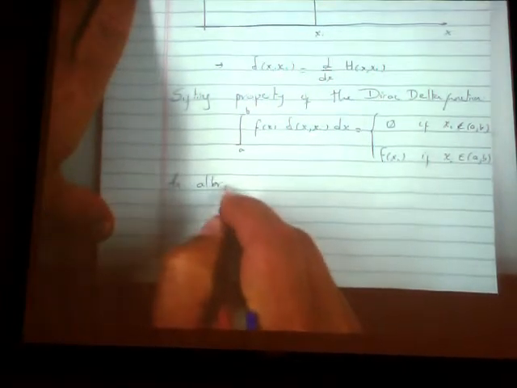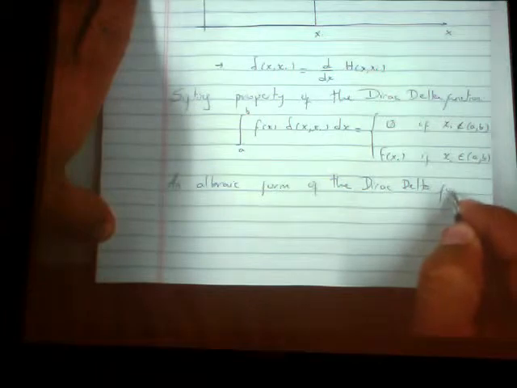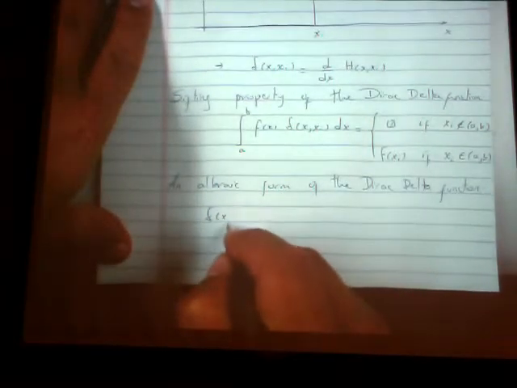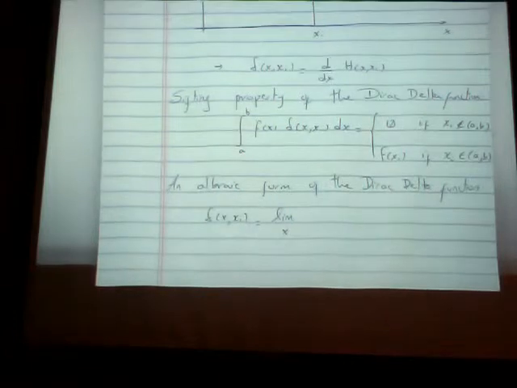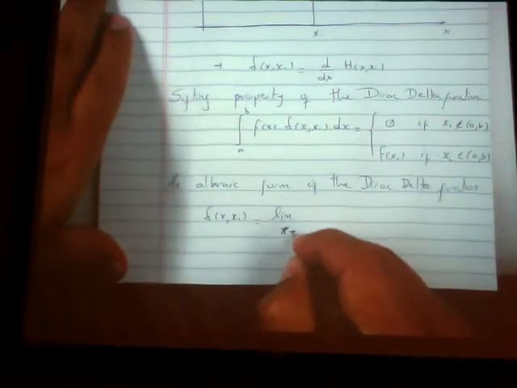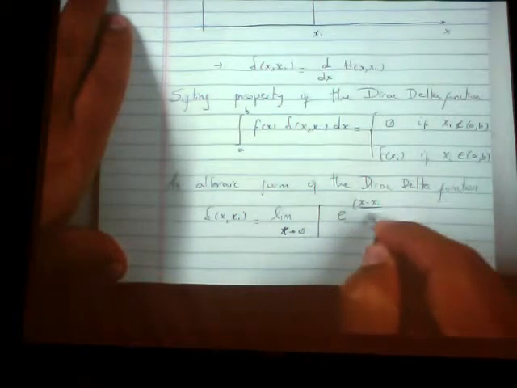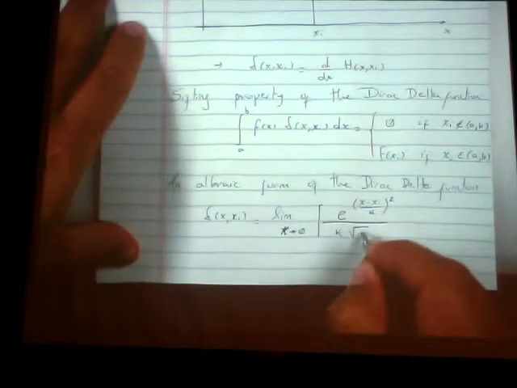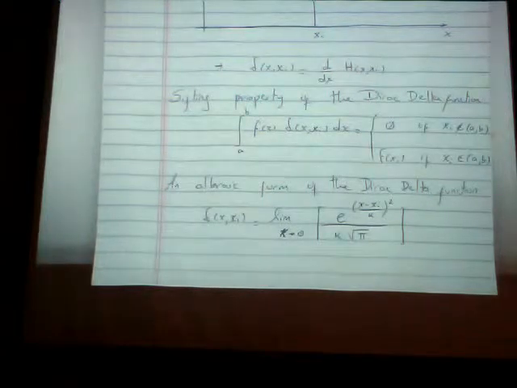All right. So, an algebraic form of the Dirac delta function, as part of these delta sequences, is the following. The Dirac delta function of x comma xi is equal to the limit when k goes to 0 of e to the minus x minus xi over k, squared, divided by k square root of pi. This particular algebraic form will satisfy all of these properties as long as k goes to 0.